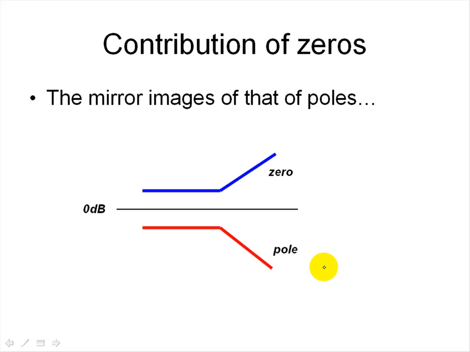The contribution to the amplitude plot of zeros is the mirror image to that of poles across the 0 decibels line. After this brief review, let's get on with our tutorial.